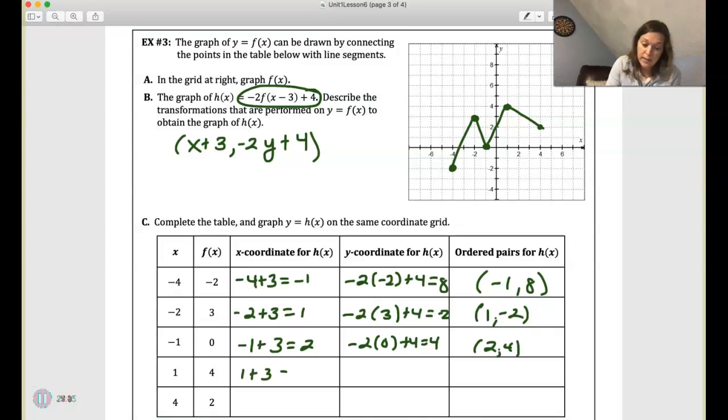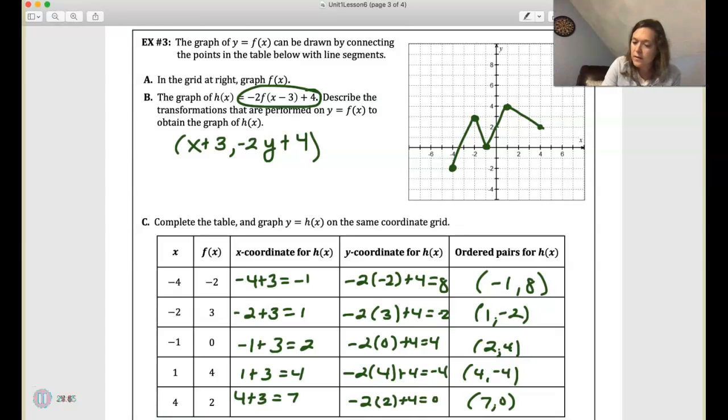1 + 3 equals 4. -2 times 4 plus 4 equals -4. So 4, -4. And then the last one, 4 + 3 equals 7. -2 times 2 plus 4 equals 0. So 7, 0. So now I'm going to graph that. The same graph, different color. Let's go with blue.